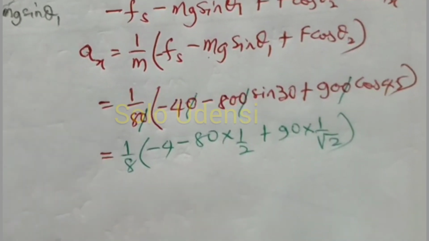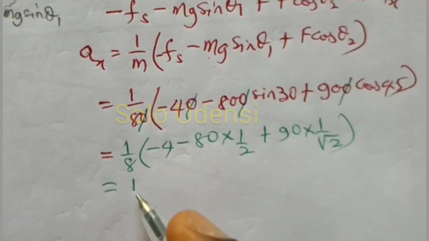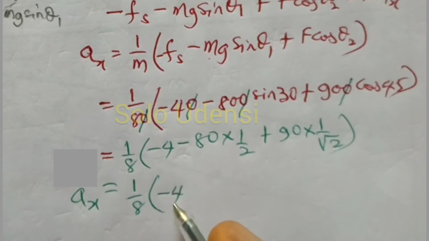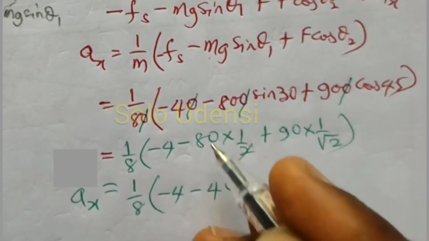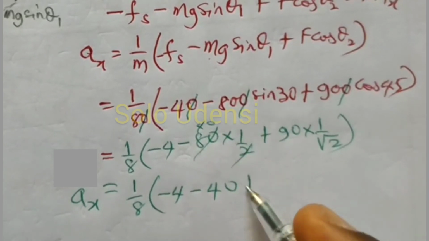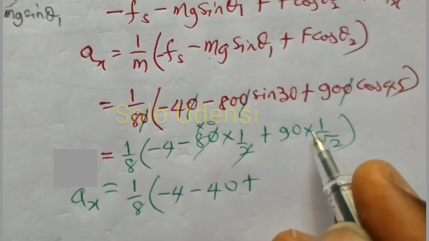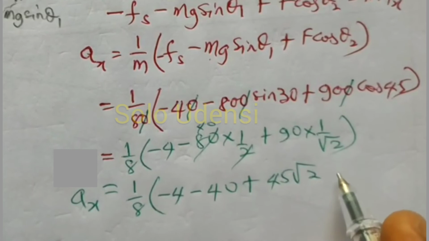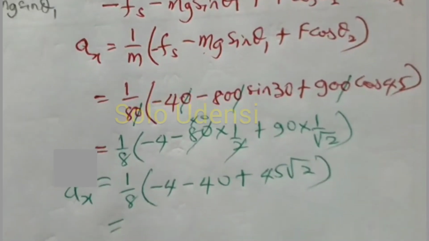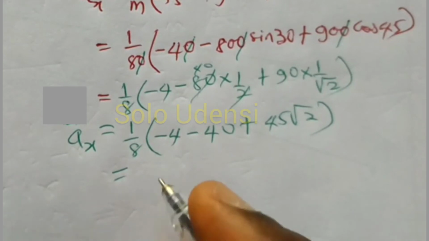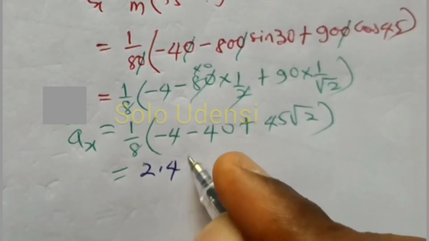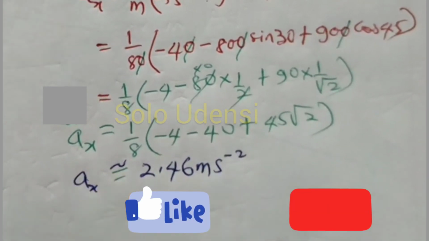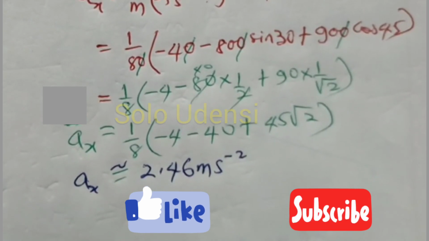So we have 1 over 8, that is our ax, into minus 4 minus 40, because this is 40, plus this will give us 90 root 2 over 2, that's 45 root 2. When you do it, you get the answer to be approximately 2.46 meters per second squared along the incline. That is how to do this type of thing.